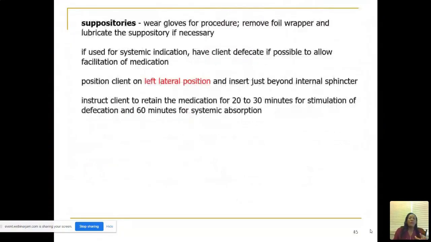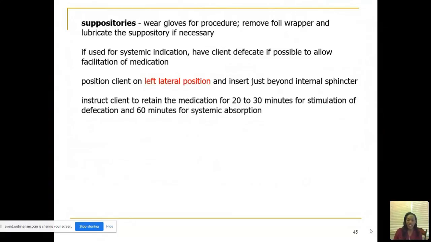So a couple of things with this one. Number one, always glove up. Number two, always lubricate, okay? Because you don't want to damage tissue. Number three, the positioning is left lateral because of the way your GI is set, our anatomy. Left lateral, and there's one more thing I need you to remember. Teach the client to not defecate, okay?